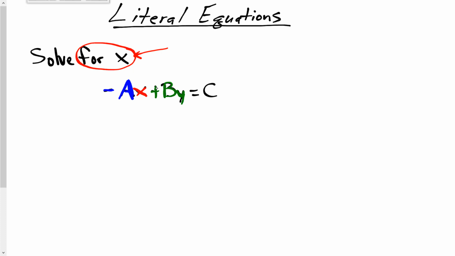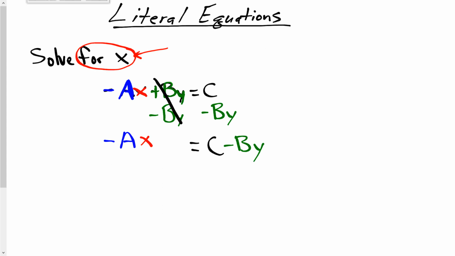The constant was by, so we're going to take that term away from both sides to be fair and equal. It cancels out here, and I'll be left with a negative ax. By minus by is 0, equals c minus by.